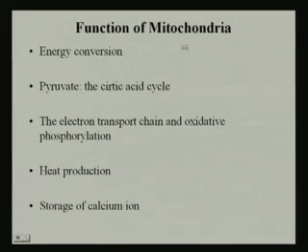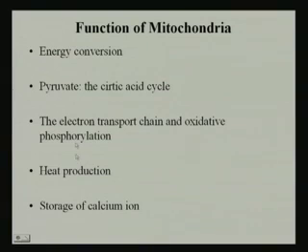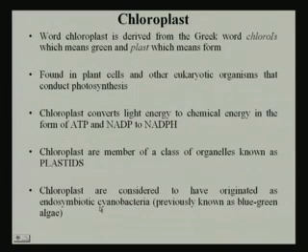If we see the function of mitochondria, it is the organelle where energy conversion takes place. This is the site for the citric acid cycle or Krebs cycle. It is the site for the electron transport chain and oxidative phosphorylation. That means, mainly the respiratory process takes place in this organelle. Here heat production also takes place, and it is also the storage of calcium ions.